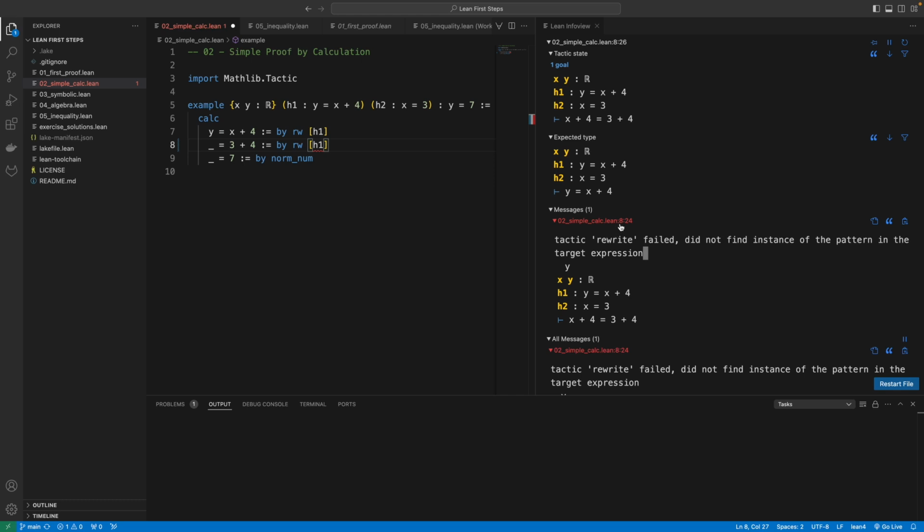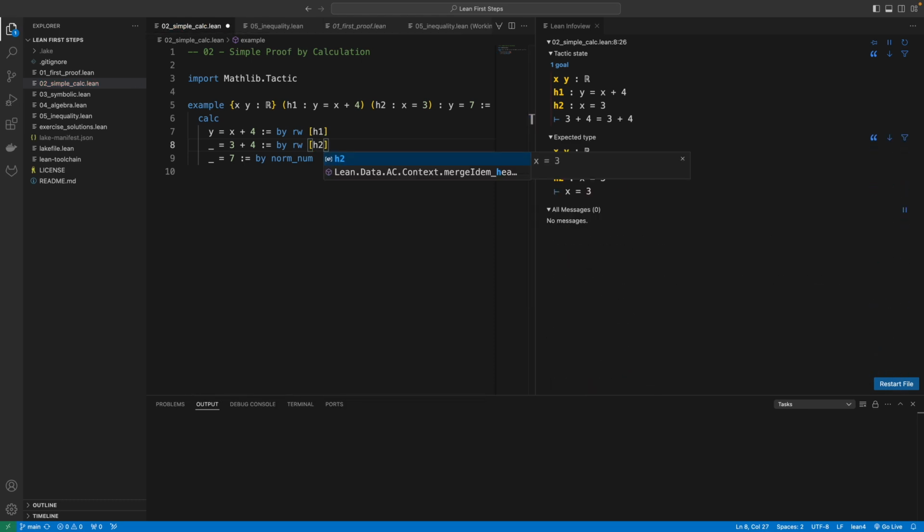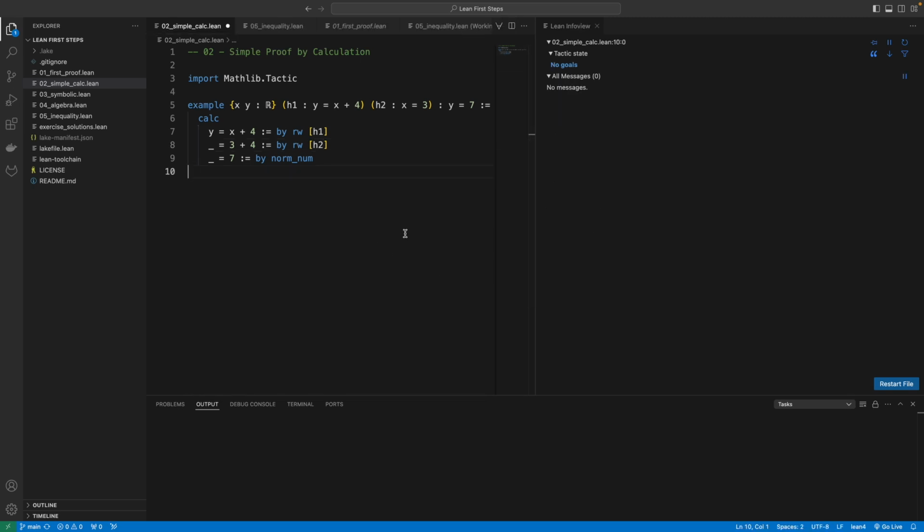It's telling us it's at line 8, and position 24 along. Usually just the line number is fine. In fact, Visual Studio Code will put a red line underneath where it thinks the problem is. So let's change that back to h2, and suddenly all the error messages have gone. Fantastic. Notice if I click at the end after the proof, there's no more goals to be proven. So that's why it says no goals. Over here, the goal is y is 7. Over here, there's no more goals because it's done. So just another little bit about the Infoview.